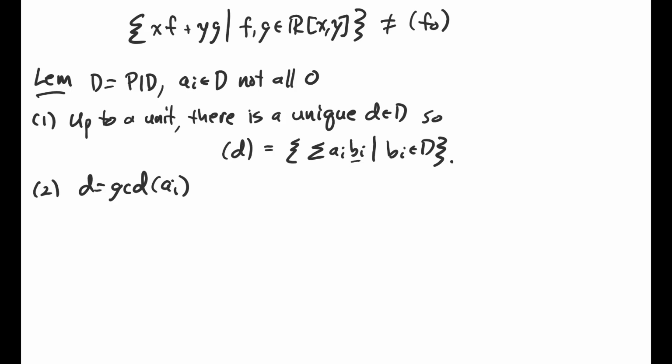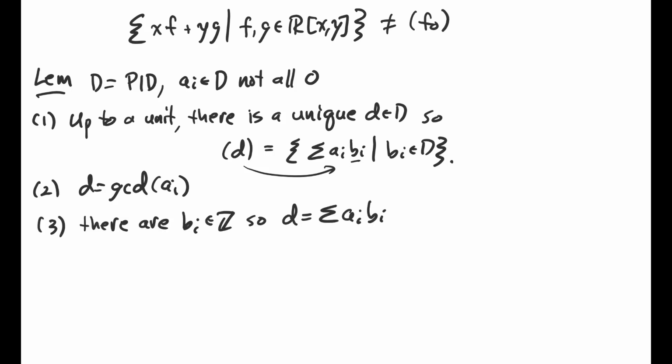This d is the greatest common divisor of the A sub i's. So really I'm saying two things here. In PIDs, greatest common divisors always exist, and since d is in the ideal, it'll be a linear combination of the A sub i's, just as it was for the integers. So that will be number 3. Let's write that. There are B sub i's so that d is a linear combination of the A sub i's for some coefficients B sub i. Oops, that shouldn't be a Z. There, now it's a D.